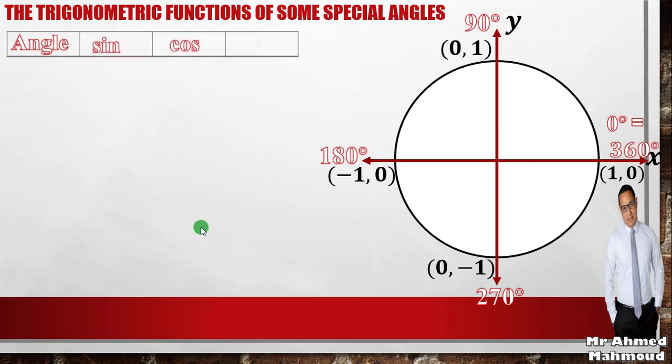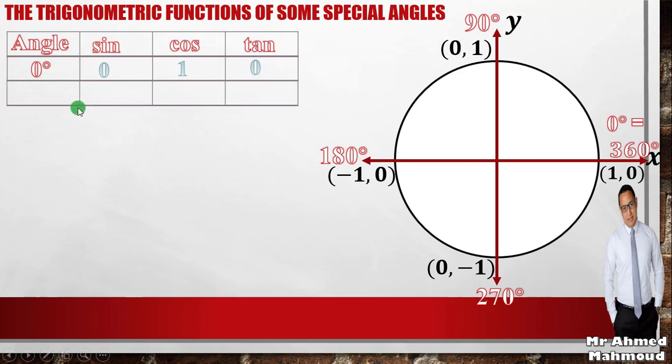Sine, cosine and tan. Start with 0. The angle 0 intersects the unit circle at 1 and 0, so its cosine equals 1 and its sine equals 0. Sine equals 0, cosine equals 1. To find the tan, sine over cosine, 0 over 1 equals 0.